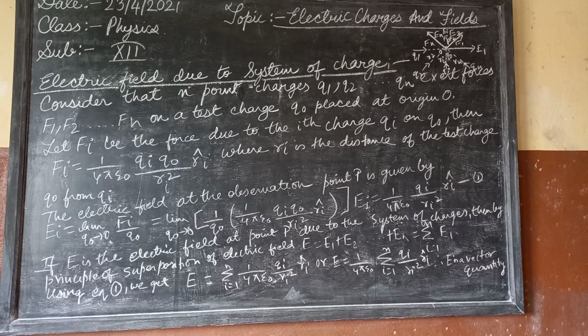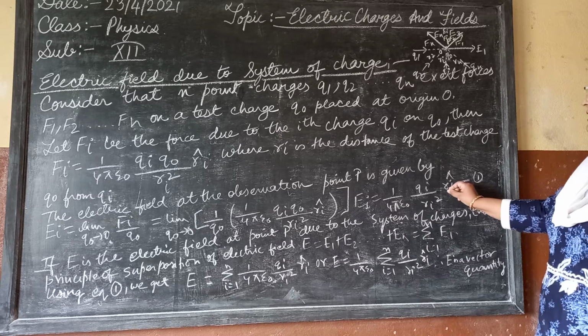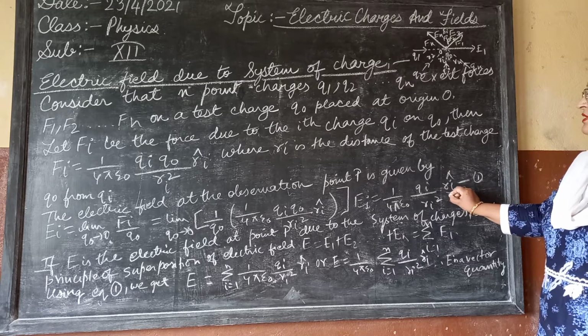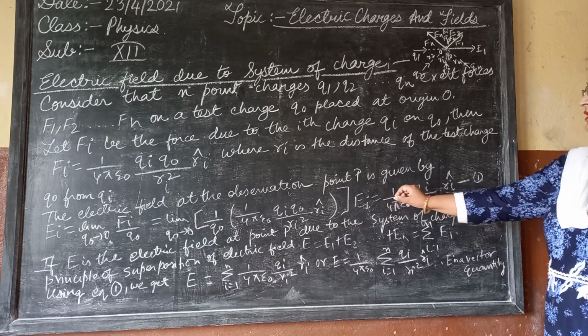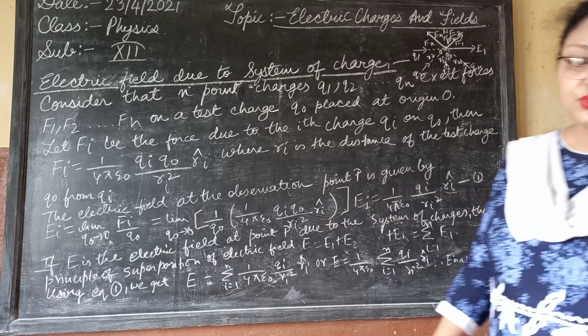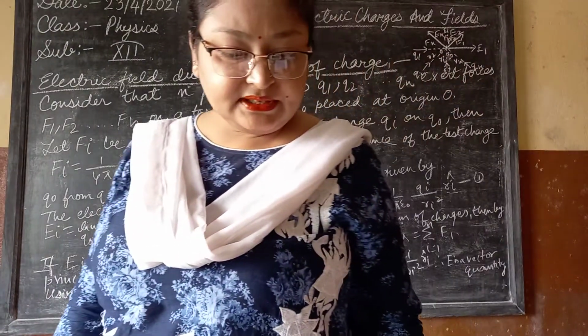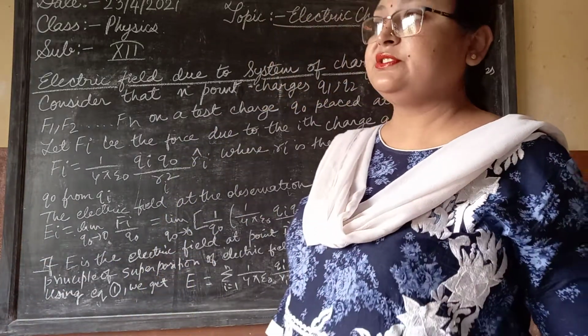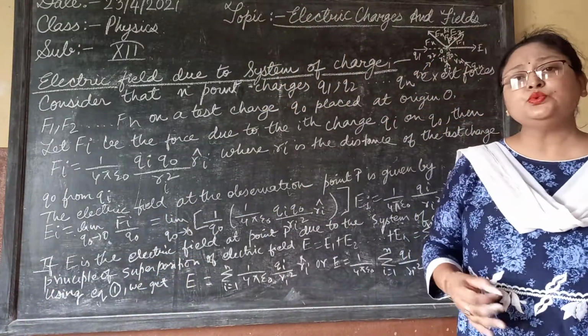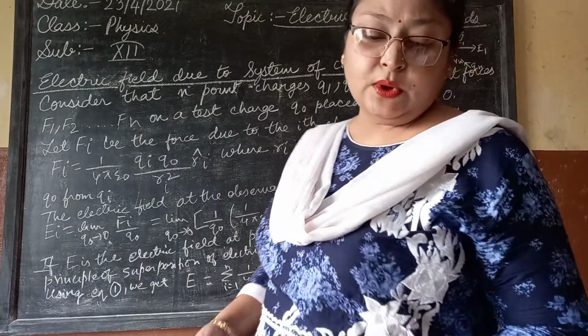Therefore E will be a vector quantity. For the vector quantity, we need to take Ri cap. In the previous section we were not taking this Ri cap, but in this section we are taking the Ri cap here, and we are taking this as Qi. Why as Qi? Because we are taking the whole system of charges, and a system of charges is defined by Qi itself.